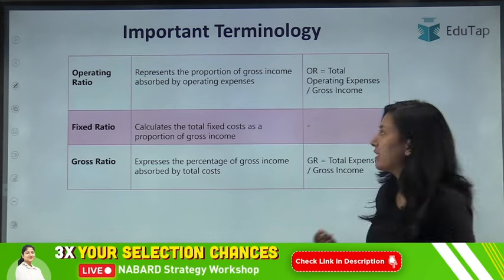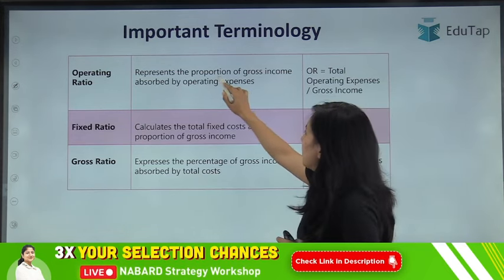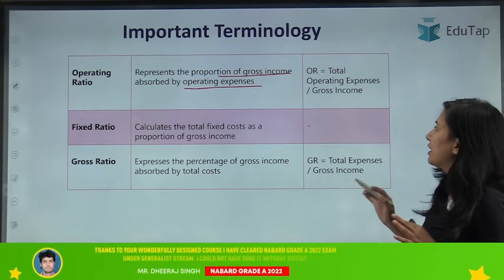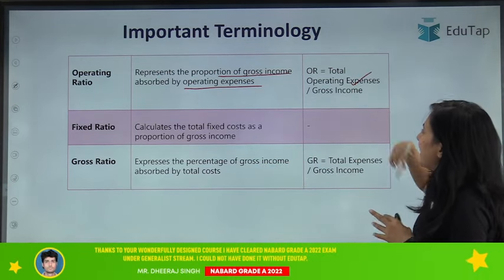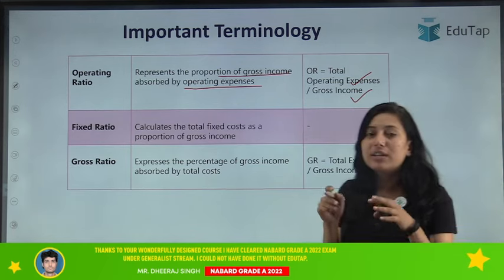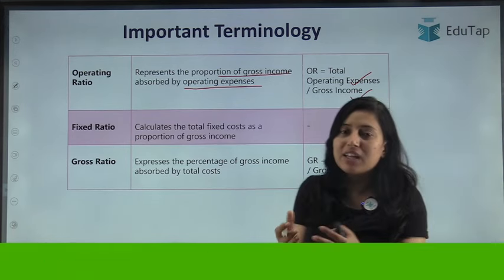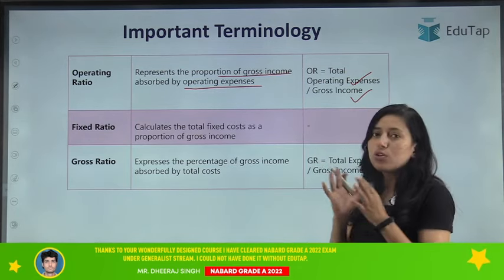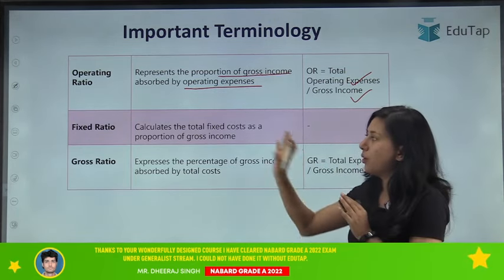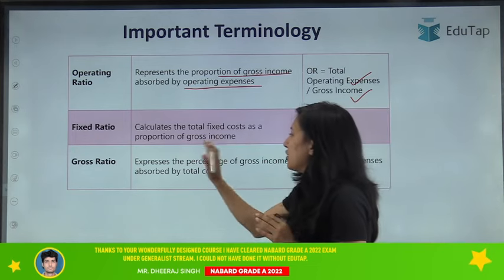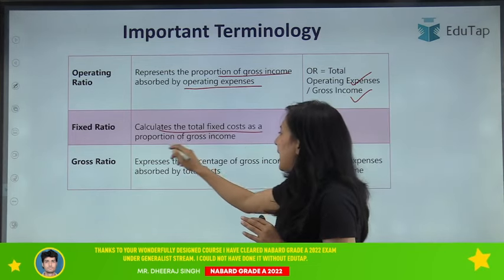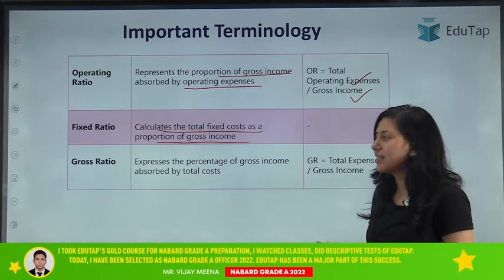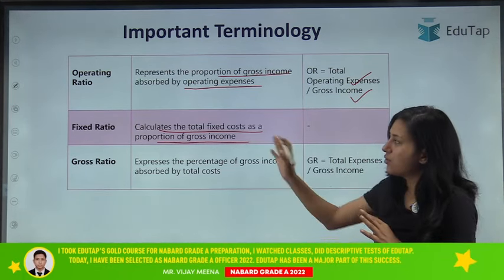Then we have operating ratio. It represents the proportion of gross income absorbed by operating expenses. So operating ratio is basically your total operating expense upon gross income. What is your total operating expense that you have to spend, and upon your gross income? That is your operating ratio. Then we have fixed ratio. It calculates the total fixed asset as a proportion of gross income. So what is your total fixed asset as a proportion of gross income? That is your fixed ratio.